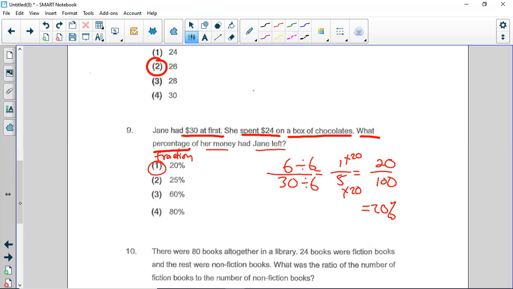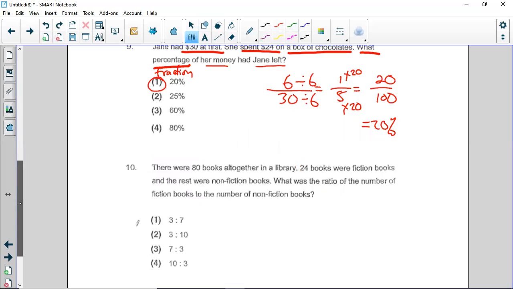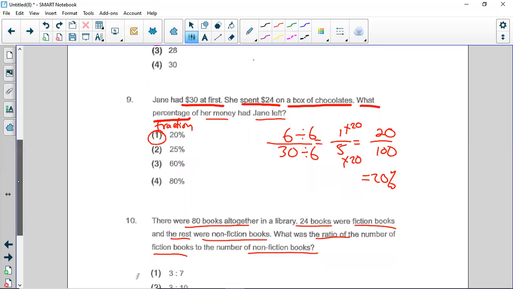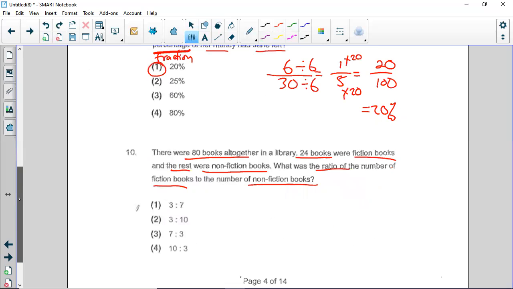Okay, question 10. There were 80 books altogether. 24 books were fiction books, and the rest were non-fiction. What was the ratio of the fiction to the non-fiction? Ratio method. What is ratio method? It means that you label the ratio. Okay, label the ratio like this. Okay, you have fiction is to non-fiction and total.